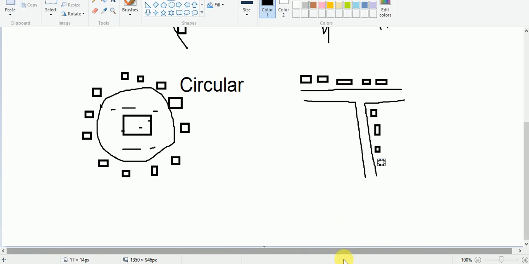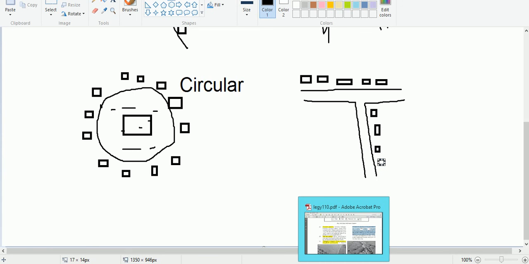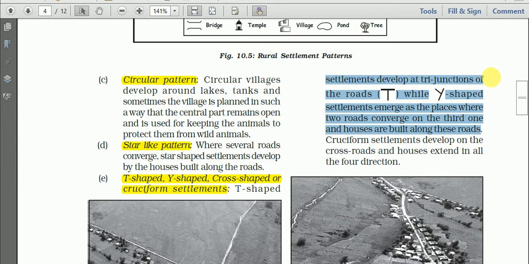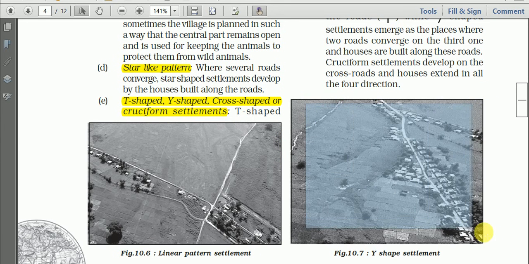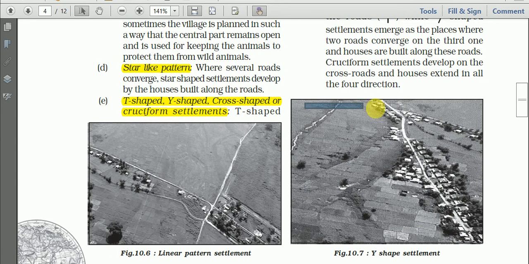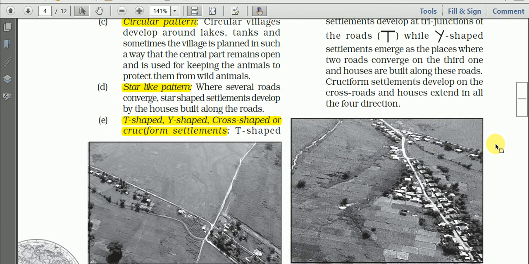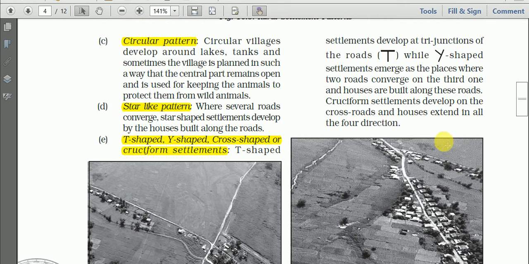And likewise in the case of Y shape, I think you are seeing a diagram here. This is an example of this Y shape. See here, this is one main road, and another road is meeting, thus taking the shape of Y, and I think you are seeing houses along these roads. So this is an example of Y shape.